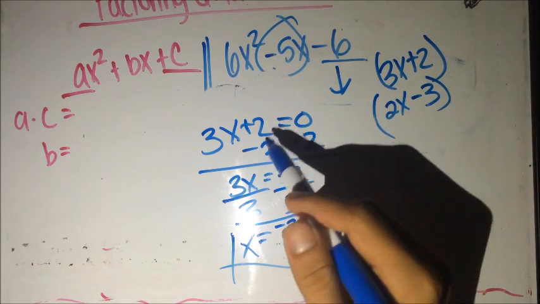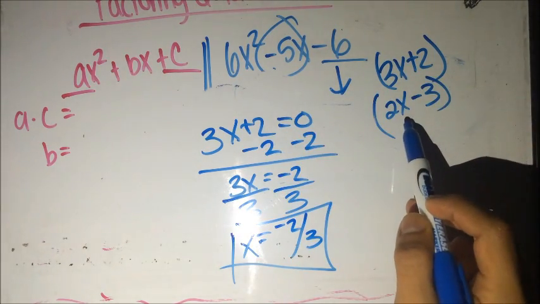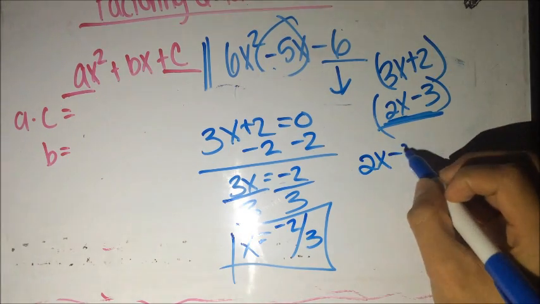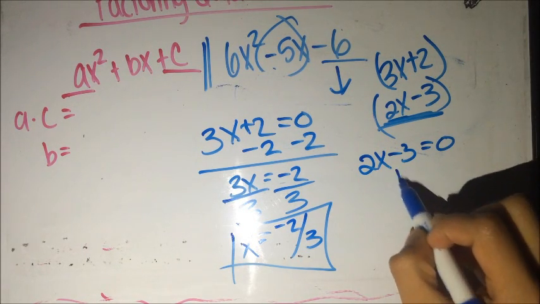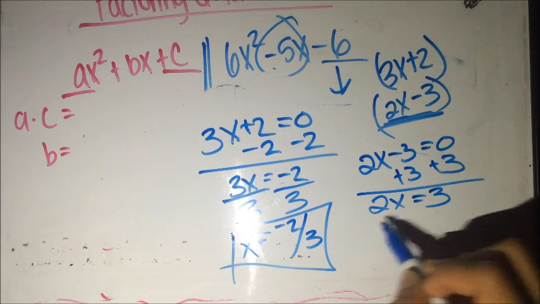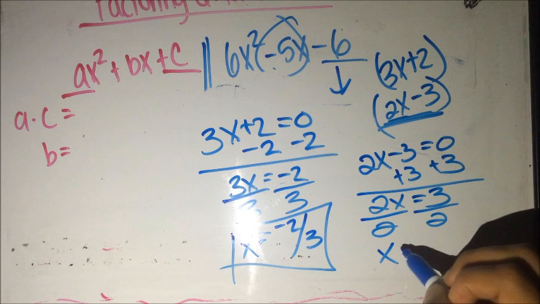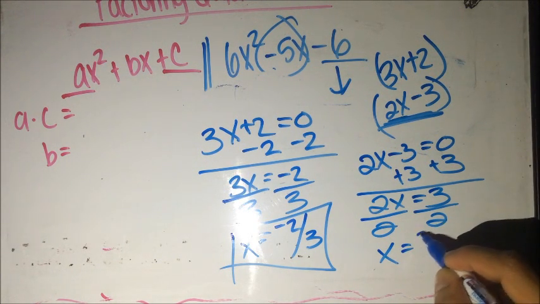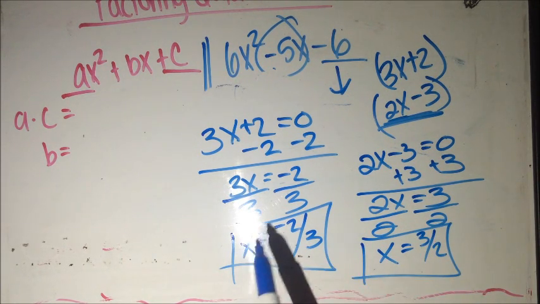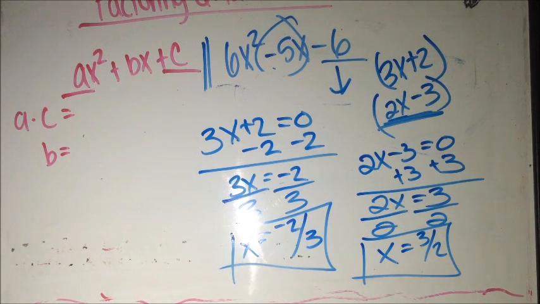Now we use the same steps for the other factor. So 2x minus 3 equals 0, plus 3, 2x equals 3, divided by 2, x equals 3 over 2, and these are our factors right here. x equals negative 2 divided by 3, and x equals 3 divided by 2. Now let's try another example.